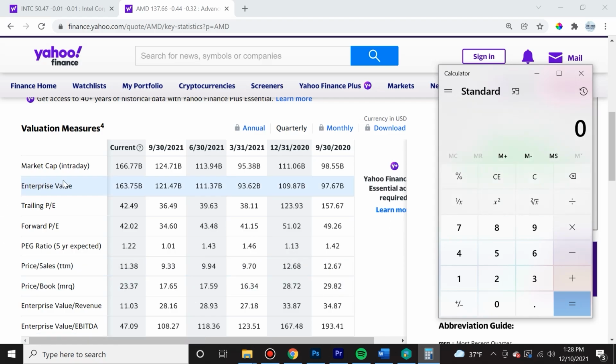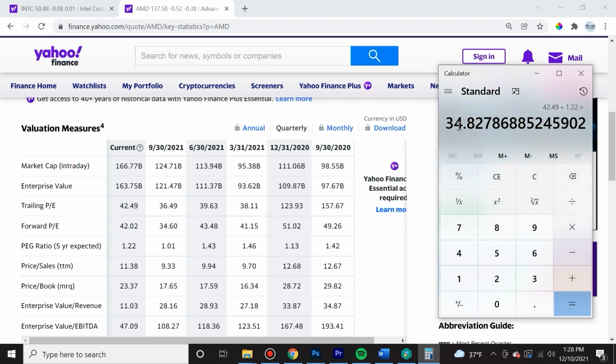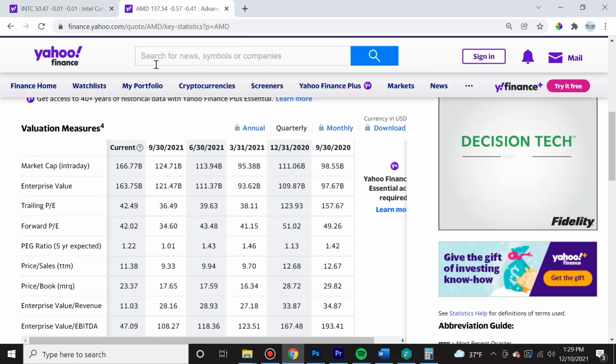Now let's take a look at AMD. So we take the PE ratio, the trailing PE, which is 42.49, and we divide that by the PEG ratio, which is 1.22, and we will see that the growth rate for AMD is much, much rosier, 34.82%. This is rather large, and this is why people are okay purchasing AMD today at prices that have a very, very high PE.